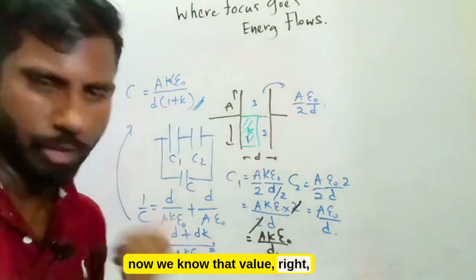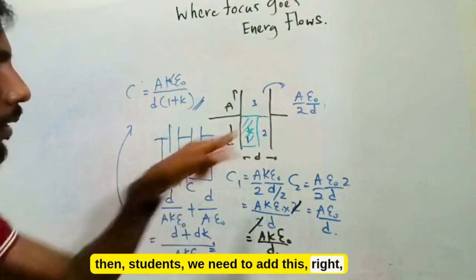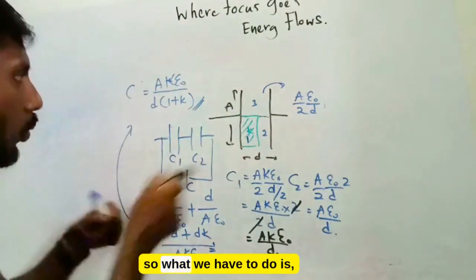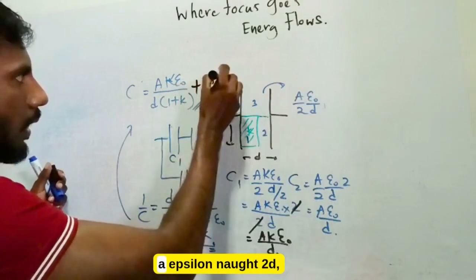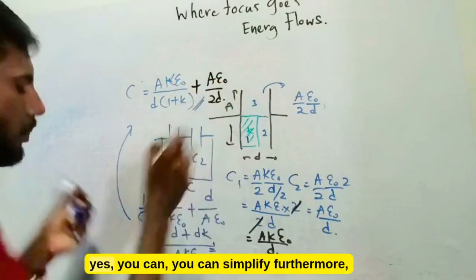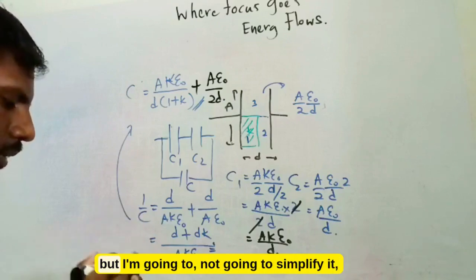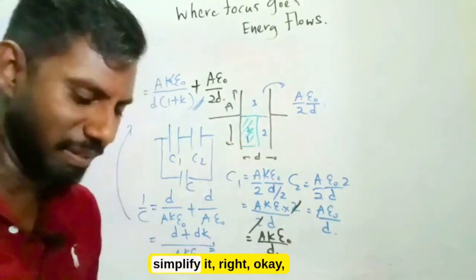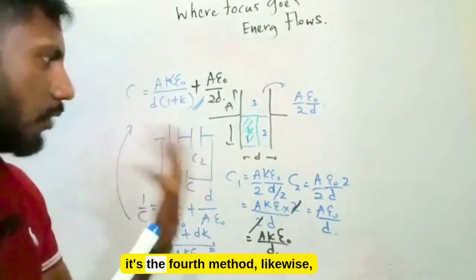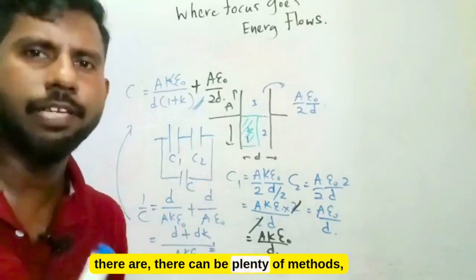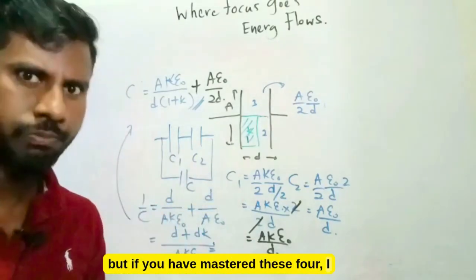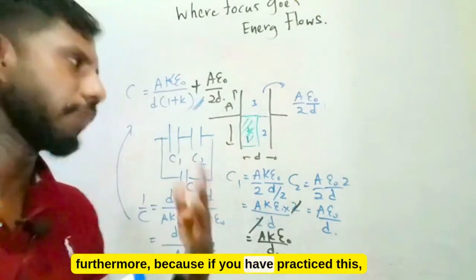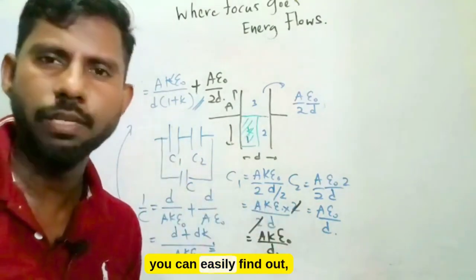Now we know that value, right? Then students, we need to add this. These 2 are parallel, so we can directly add them. So we add this one, A epsilon naught over 2D. Yes, you can simplify further, but I'm not going to. Be my guest, simplify it. Okay, it's the 4th method. Likewise there can be plenty of methods, but if you have mastered these 4, I don't think you will face any difficult questions, because if you have practiced this, any other varieties you can easily find out.